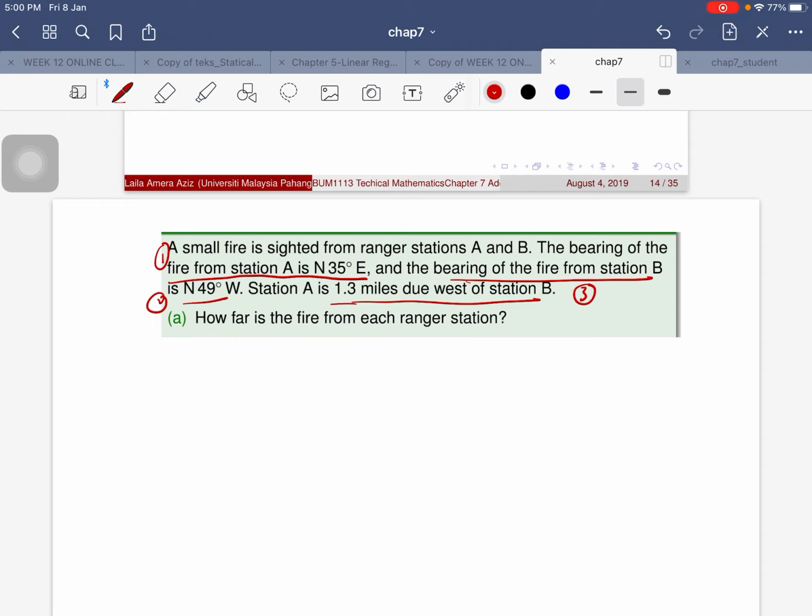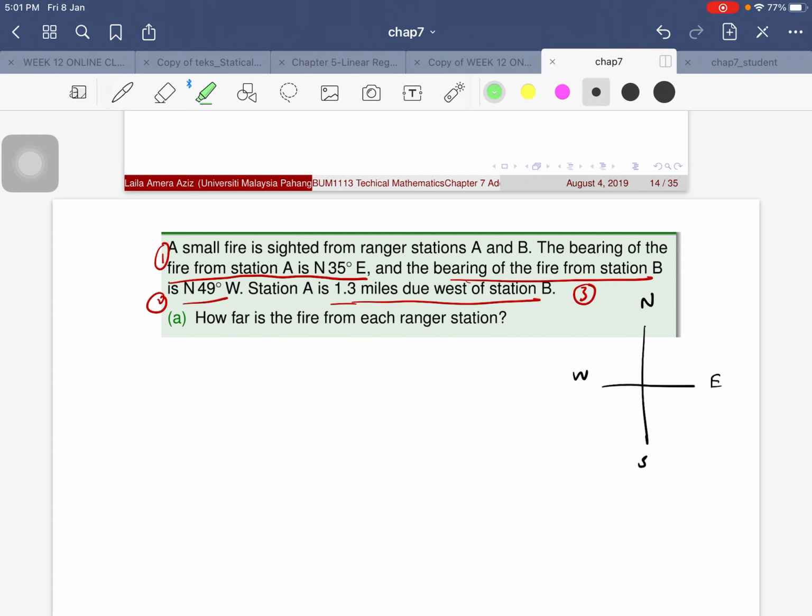From these three pieces of information, I'm going to sketch and figure out where the direction is going to be. I'm going to have a bearing over here that I can refer to. So this is the north, south, east, and west. Okay, first of all, I'm going to use the simplest information.